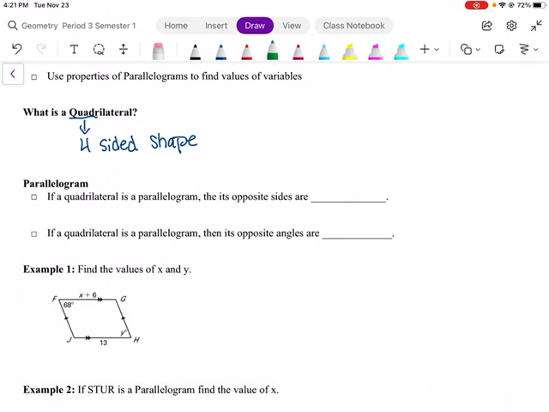A type of quadrilateral is a parallelogram, and a parallelogram has two pairs of parallel lines. An example would be like this, where the top line is parallel to the bottom and the two sides are parallel to each other as well.